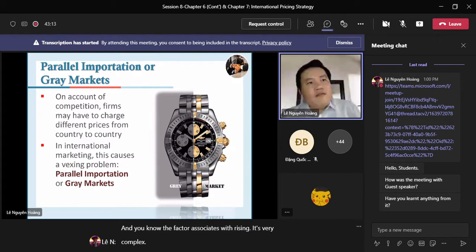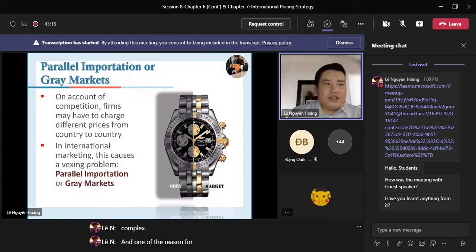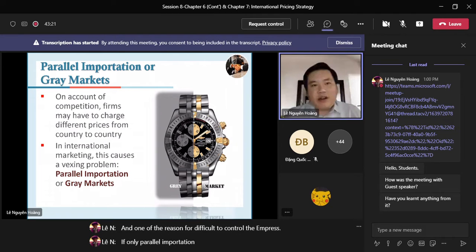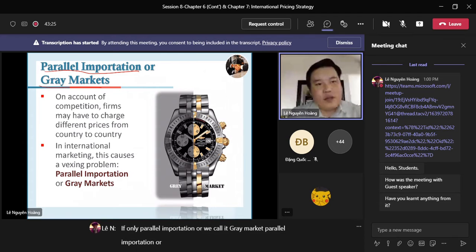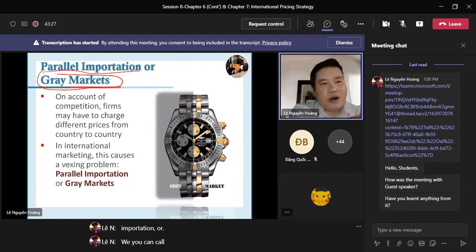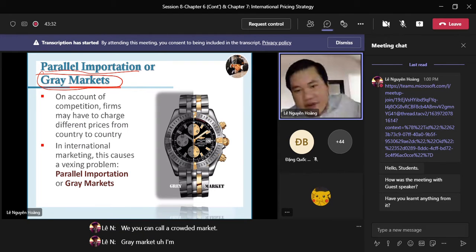And one of the reasons it is difficult to control the end price involves parallel importation, or we call it gray market. Parallel importation, or you can call it gray market. Gray market. I'm gonna say it in Vietnamese.